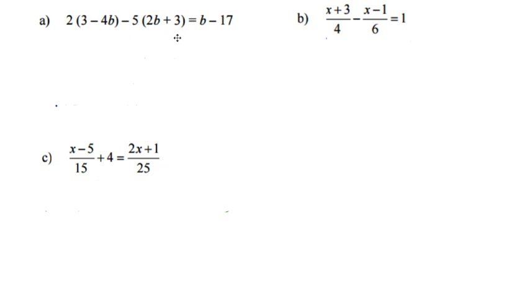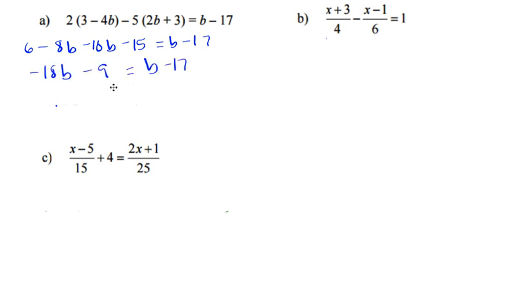So in letter A, we have several things that are multiplied in parentheses, so we need to use the distributive property to simplify. When we do that, we get this. Then in order to solve, we need to combine our like terms, so we get this. Negative 18b minus 9 is equal to b minus 17. Now what I did was I went ahead and subtracted b from both sides and then added 9. And then lastly, dividing by negative 19, we get b equals 8/19.